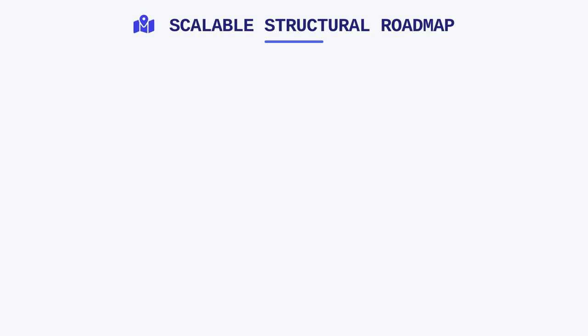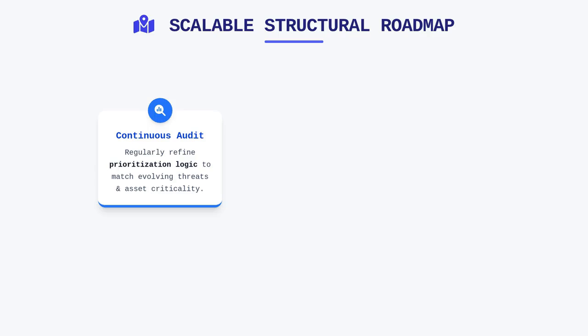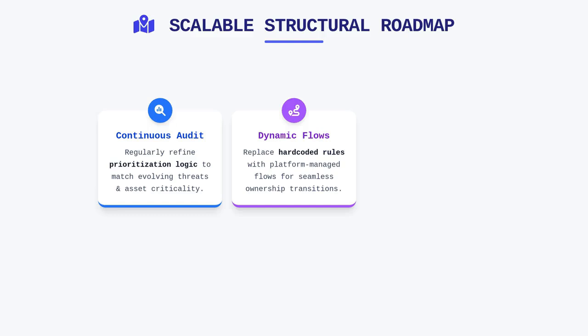Building a scalable and secure structural roadmap requires acknowledging that maturity is not a static endpoint, but a continuous improvement cycle. You must consistently audit your prioritization rule logic to ensure it aligns with the evolving threat landscape and the changing criticality of your assets. As you advance, you should replace hard-coded assignment rules with dynamic flows managed by the platform, ensuring that ownership transitions are seamless when infrastructure changes.